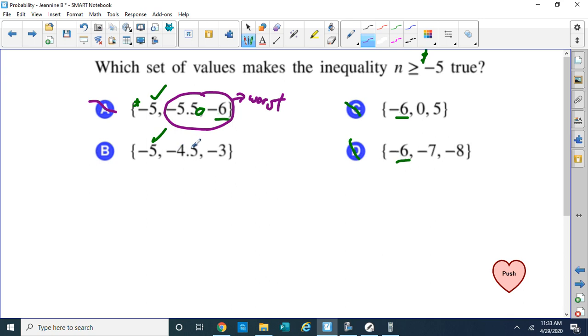Owing $4.50, is that better than owing $5? Yeah, I owe 50 cents less, so that's good. I'll put a 0 there. Owing $3, is that better than owing $5? Yeah, much better. That's $2 less. So yeah, that's much better.